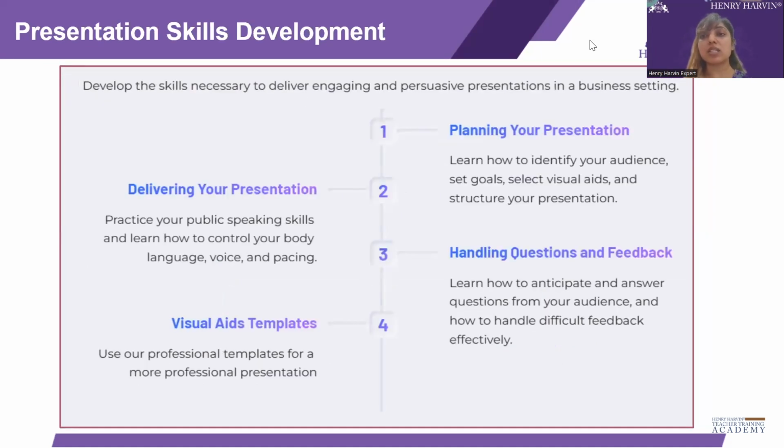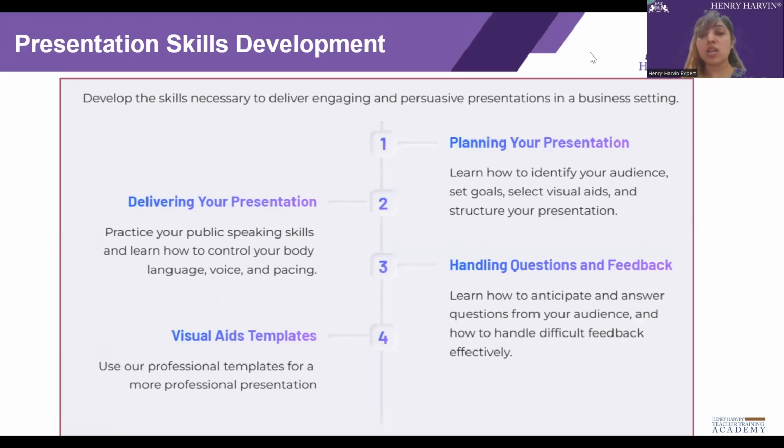Then develop the skills necessary to deliver engaging and persuasive presentations. Here we were speaking about emails, and now it is about presentations, because presenting is also a very important part of any business. So plan your presentation. How would you plan it? How would you introduce it? First of all, you will introduce yourself whenever you are giving a presentation. How do you introduce yourself when you're starting your presentation? That phrase can be given to them.